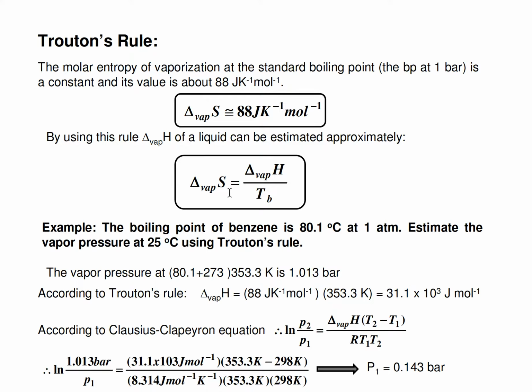So we can have delta S vaporization equals to H vaporization per T boiling point, TB. An example: the boiling point of benzene is 80.1 degrees C at 1 atmosphere. Estimate the vapor pressure at 25 degrees C using Trouton's rule. The vapor pressure is given here, so we have to convert it into the appropriate unit, and then according to the rule, we have delta S and delta T here.